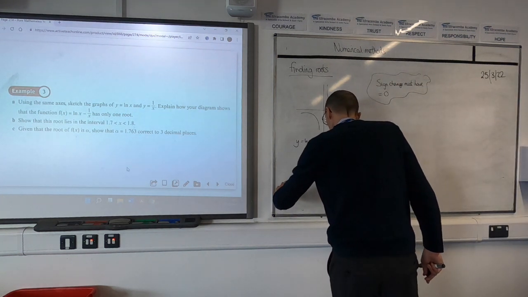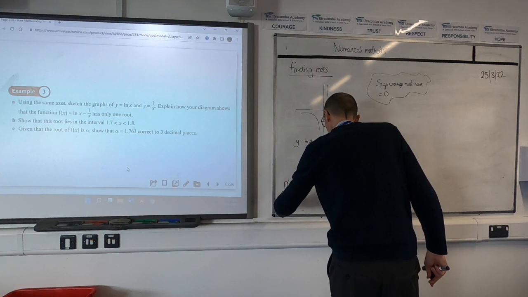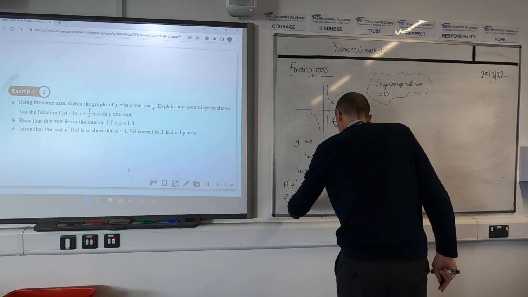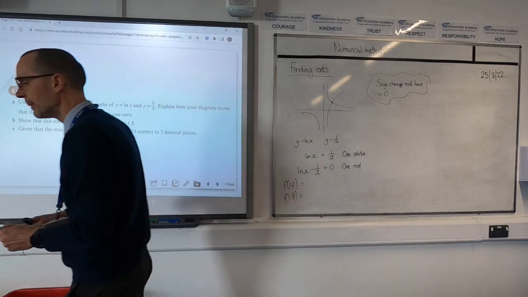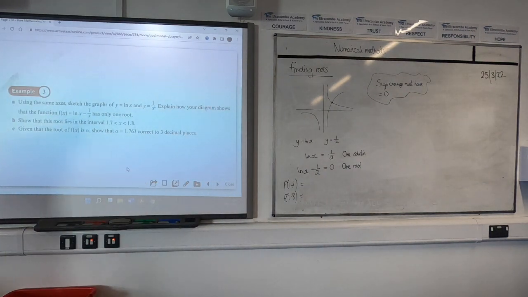So quickly whack in 1.7 and 1.8 and then have a think about the next bit. What's the next bit about? Hopefully 1.7 and 1.8 will demonstrate that the root lies between those two values.